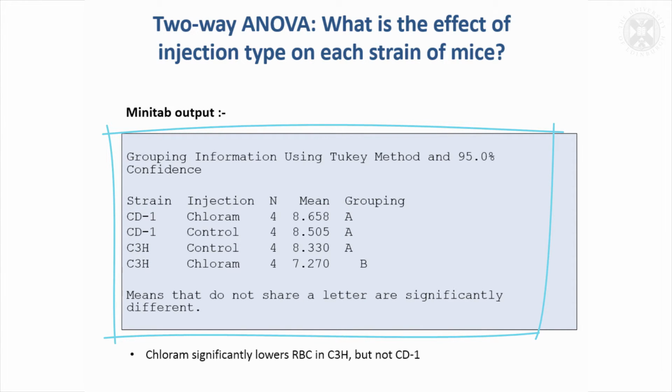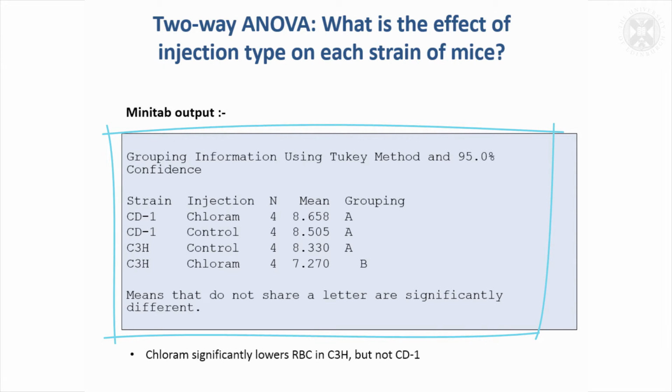But for the second strain, C3H, if we look at the control row and the chlorum row, we get an A and a B. So that means there's a significant difference depending on the injection type for that strain of mouse. This has been quite an interesting way to study this. You've managed to study two strains at once and establish that this injection is different. The effect of the injection is different between the strains.